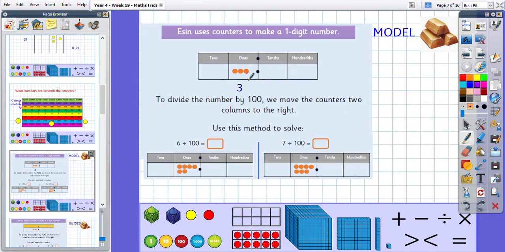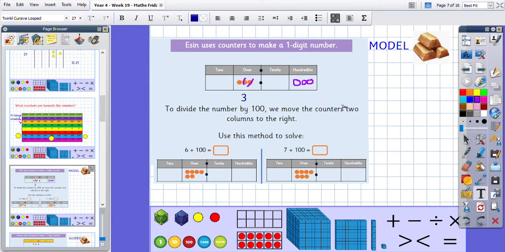So let's move 1 to the right. So we would draw it in here and cross it out. We'd move another to the right and cross it out. And we'd move the last one to the right, 2 places, and cross it out. So our number becomes 0.03. No ones, no tenths, and 3 hundredths.